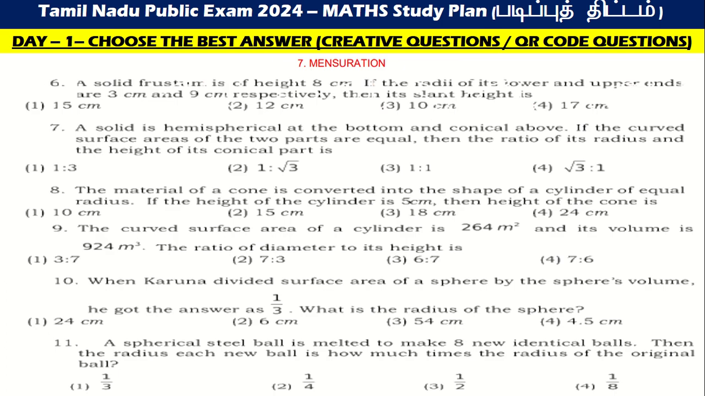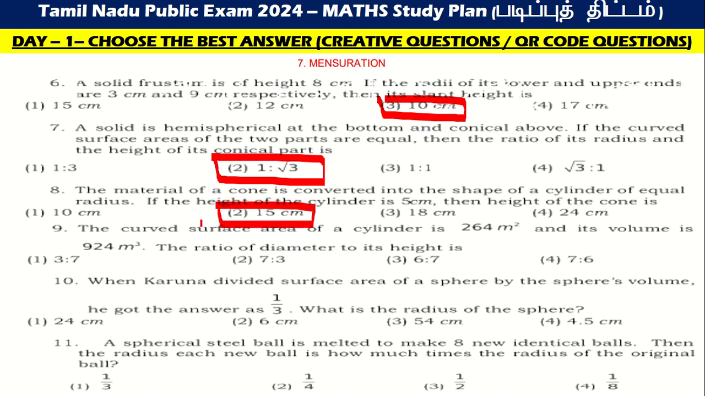Then next one, a solid frustum is at height 8 centimeter. So then your answer will be C option. Then seventh one will be 1 is to root 3. Metal of a cone, which means what is your answer? 15 centimeter. And then ninth one is 7 is to 3. When the surface area of a sphere is divided, he got the answer 1 by 3. What is the radius of the sphere? Means it's 6. And spherical ball, which means the answer is 1 by 2.